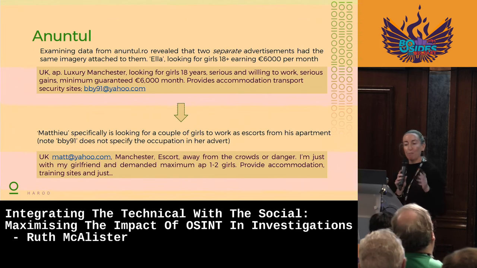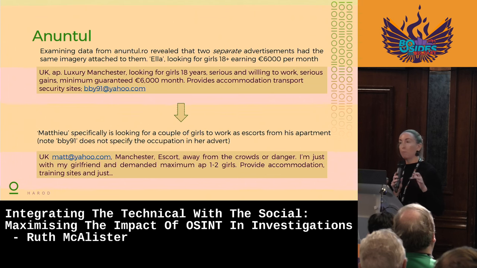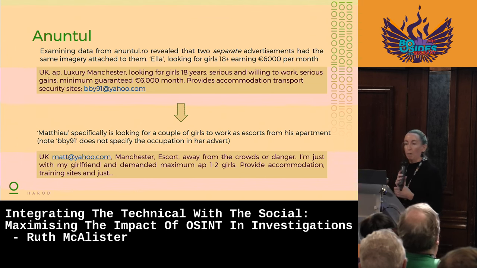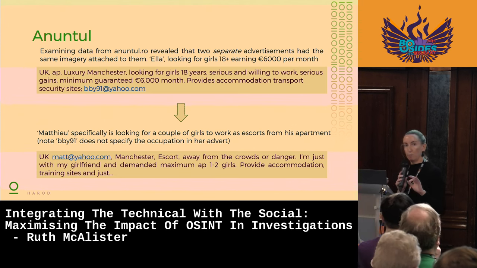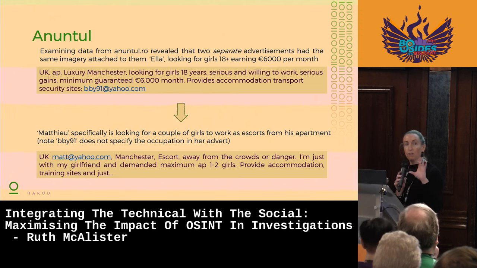And of course, then we have Matt at Yahoo. Again, Manchester escort away from crowds in danger. I'm just with my girlfriend. I want one or two girls. This is all a direct translation from Romanian, by the way, just for your information of the adverts. To cut a very long story short, within this particular aspect of the research, I was able to connect these two individuals, that they were working out of the same apartment in Manchester.